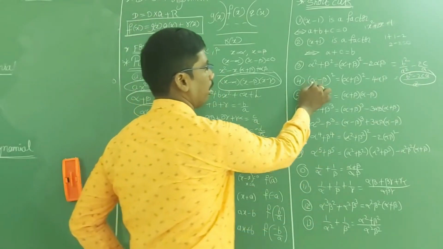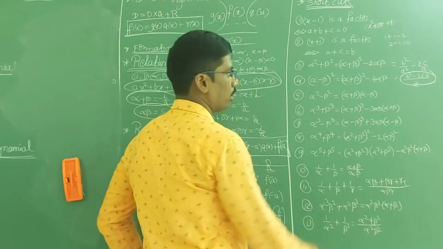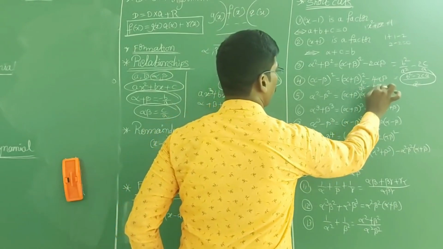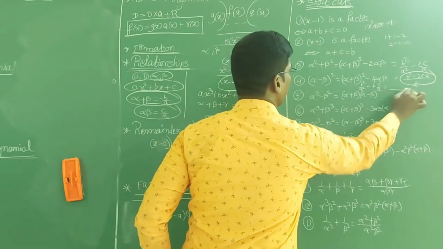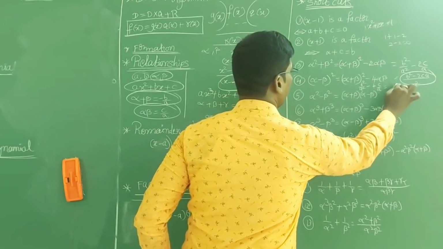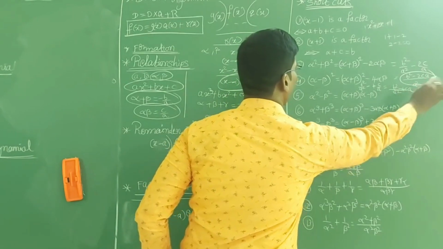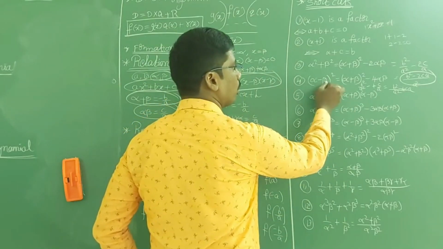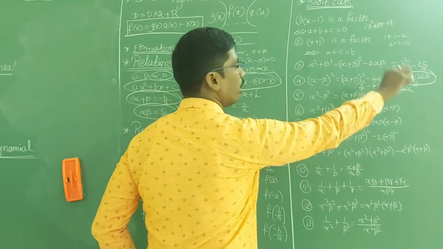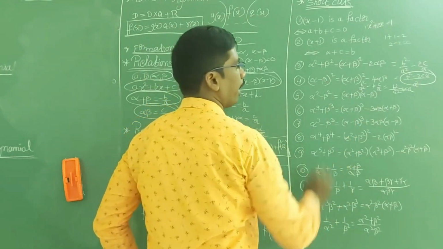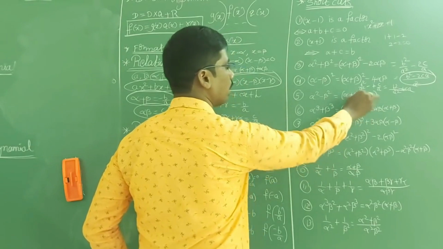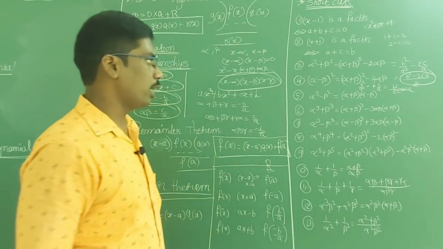This is also the same. (α − β)² they want. So that is b²/a² − 4c/a. The answer: a² is the LCM, (b² − 4ca)/a². This is also the same thing. So I already got (α − β)², which means α − β is root over (b² − 4ac) by a. You have to substitute here, α + β is −b/a, so you multiply both, then you will get the answer.